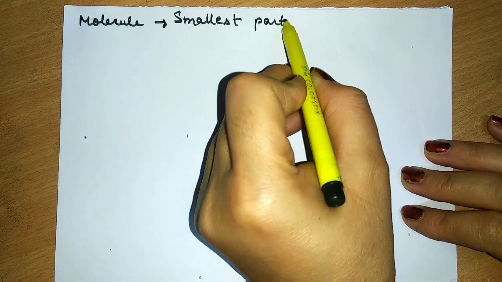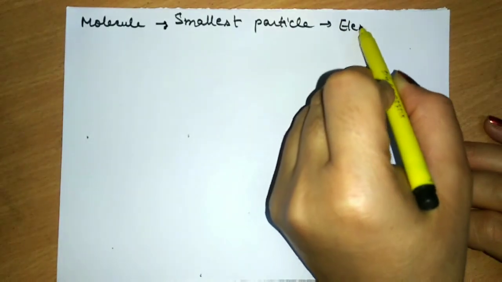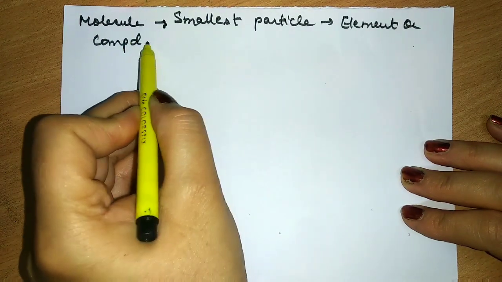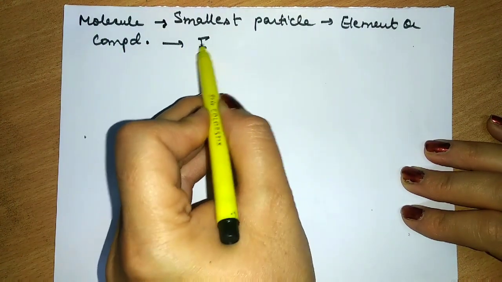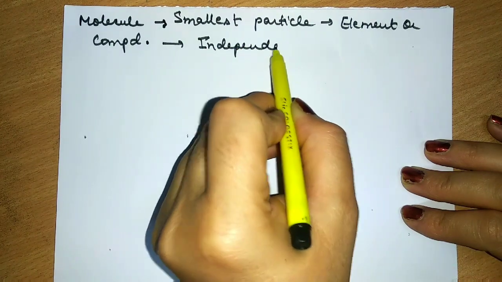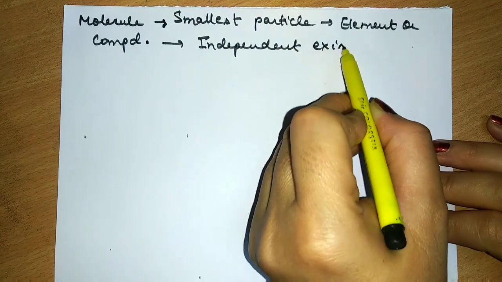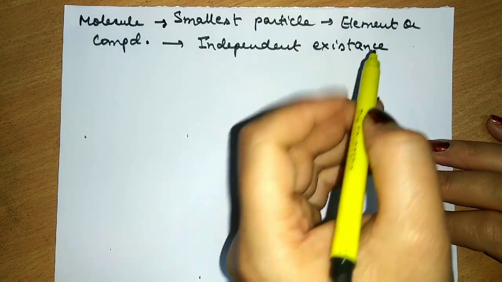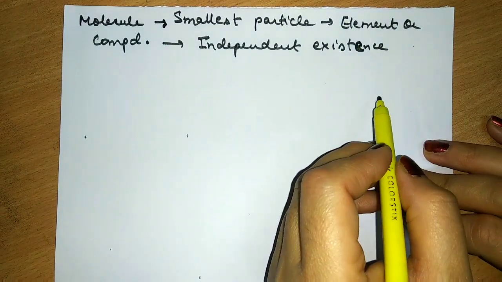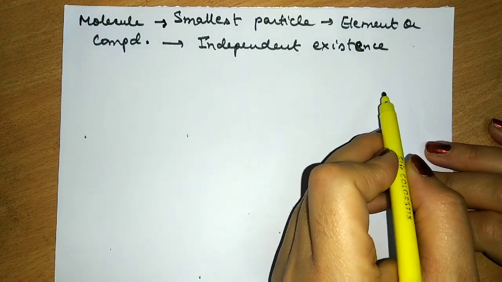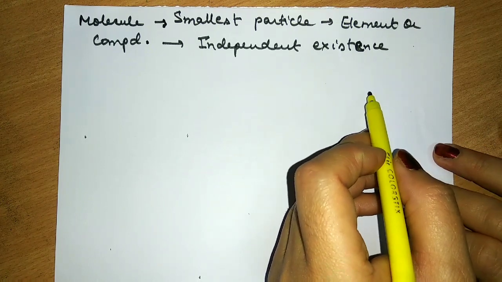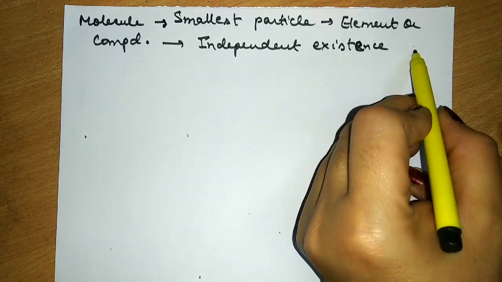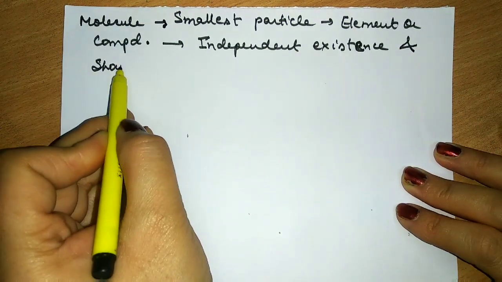Smallest particle of what? Element or compound, okay? That is capable of independent existence. So if it has independent existence, I call it a molecule. Suppose hydrogen: hydrogen does not exist as H. In nature, it exists as H2. So the atom is H, its independent existence is H2. So hydrogen H2 is a molecule, and it shows all the properties of the substance.